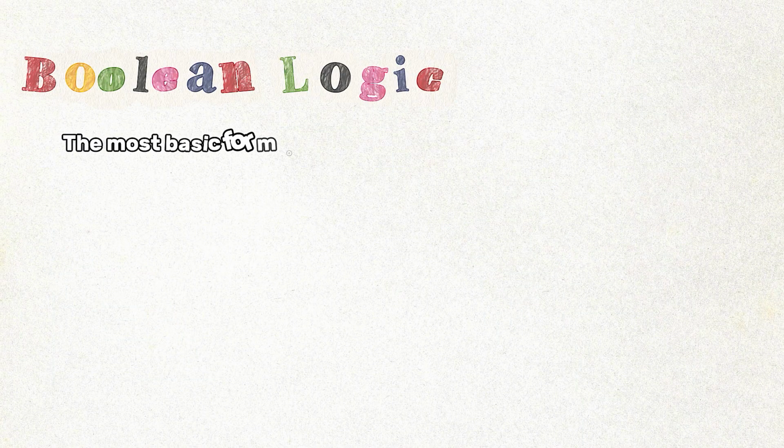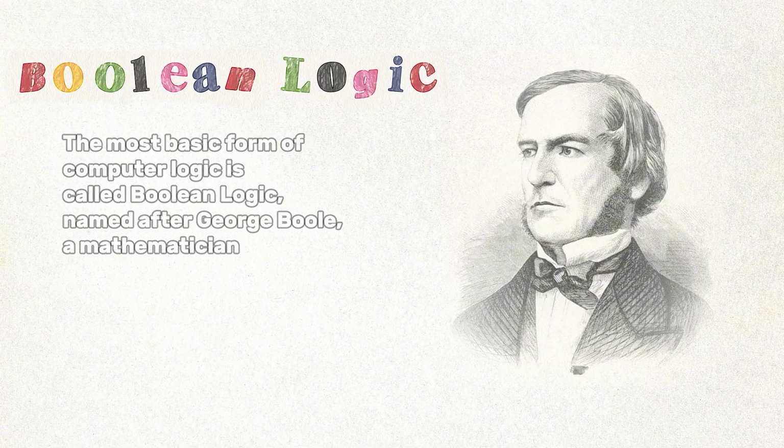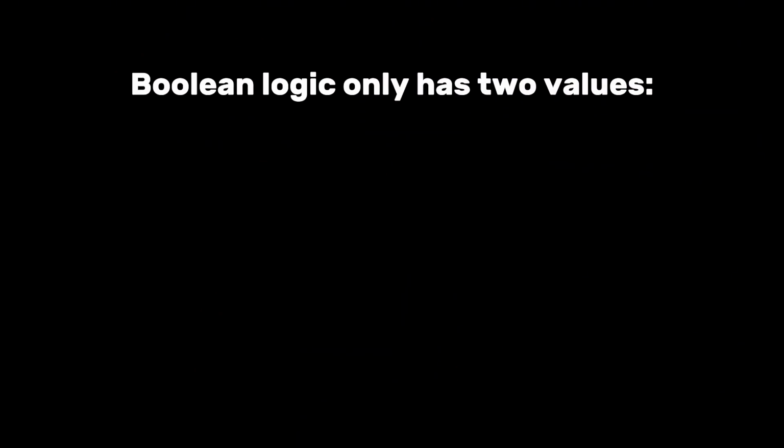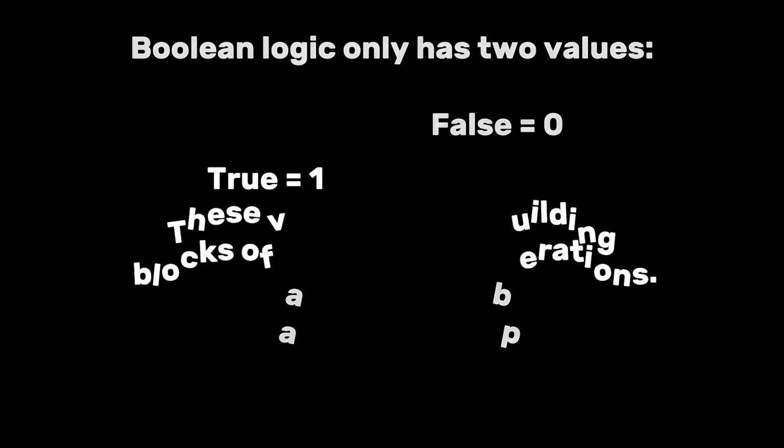Boolean logic. The most basic form of computer logic is called Boolean logic, named after George Boole, a mathematician. Boolean logic only has two values: true, 1, and false, 0. These values are the building blocks of all computer operations.